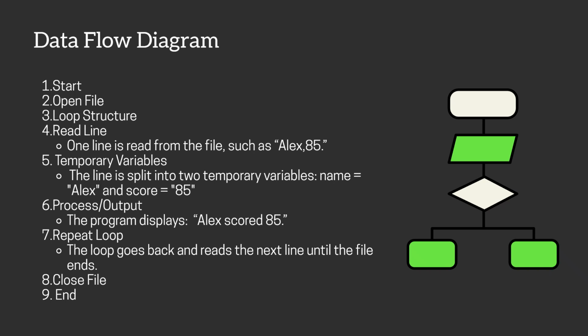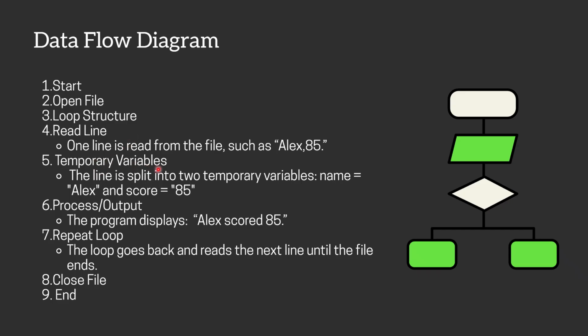Okay, so let's break it down. You're going to have a start. This is where the program begins. And then open file, where the file students.txt is open for reading. You're going to have that loop structure, the while not end of file loop. That's where that begins. Then you're going to have a read line, so one line is read from the file, such as Alex, 85.